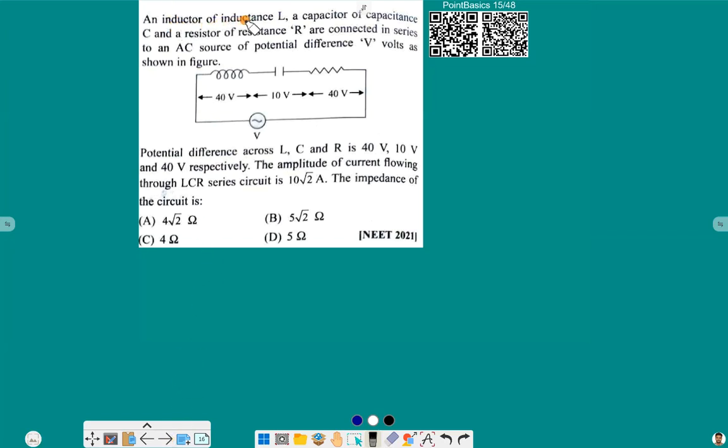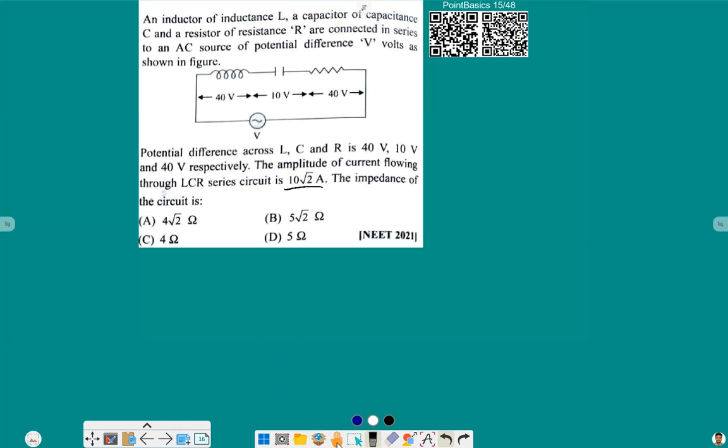An inductor of inductance L, a capacitor of capacitance C, and resistance R connected in series to an AC source, potential difference V volt as shown. So across the inductor we have 40 volt, across the capacitor we have 10 volt, and across the resistance we have 40 volts again. The amplitude of the current flowing in the LCR circuit is mentioned. So current is given, impedance we have to find out.